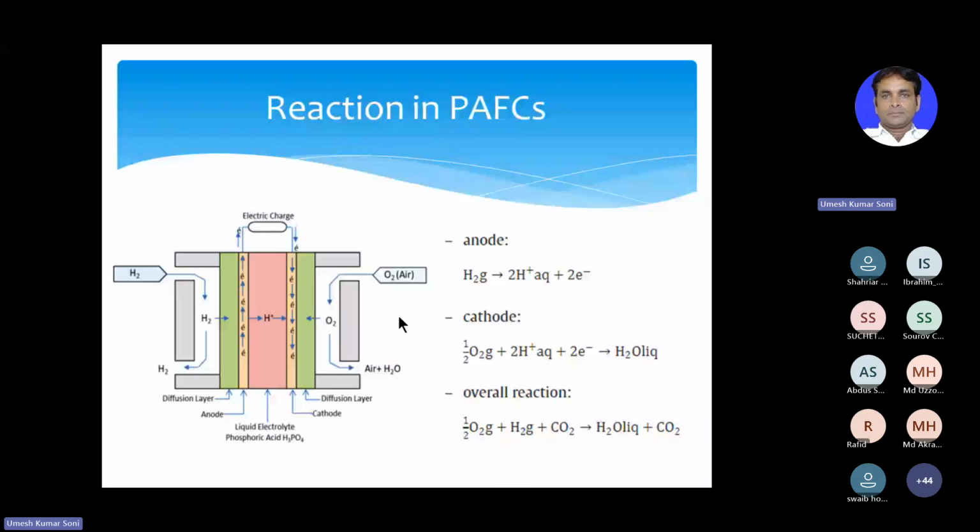Here again the same reaction is there. This is the gas, this is the aqueous ion of the hydrogen, and the electrons are released from this path. This is the porous electrode. And in the cathode, what reaction is there? Oxygen gas is reacting with the aqueous hydrogen, together with the electrons coming from the electric circuit, and it will make H2O liquid. So overall reaction is this, in which we have the main component as water.